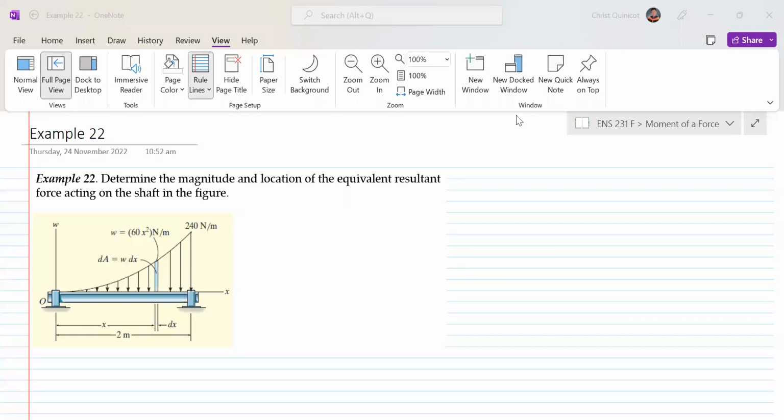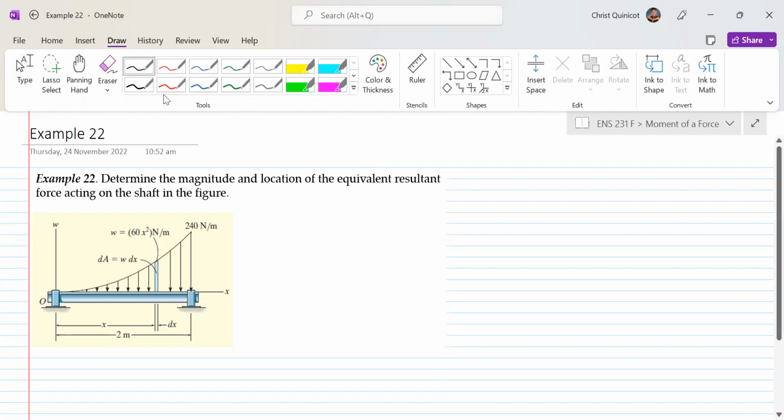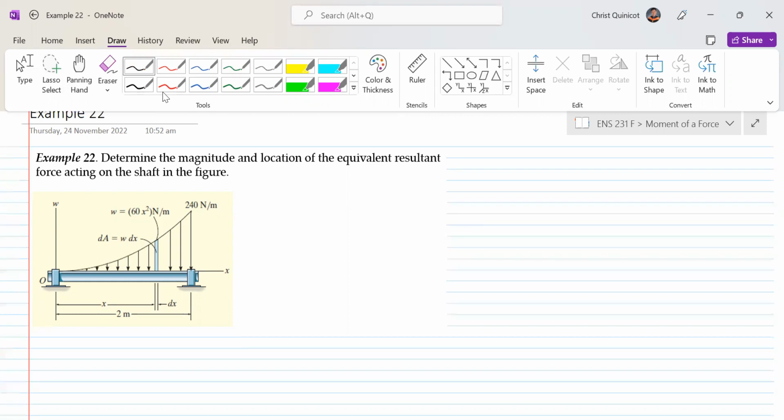Example 22. Determine the magnitude and location of the equivalent resultant force acting on the shaft in the figure. Of course, we have a varying load, not uniformly varying, but just varying load, which is represented by the equation w is equal to 60x squared, which has a unit of force of Newton per meter, meaning a force over that entire length. So we are tasked to find the magnitude and location, measured from O.